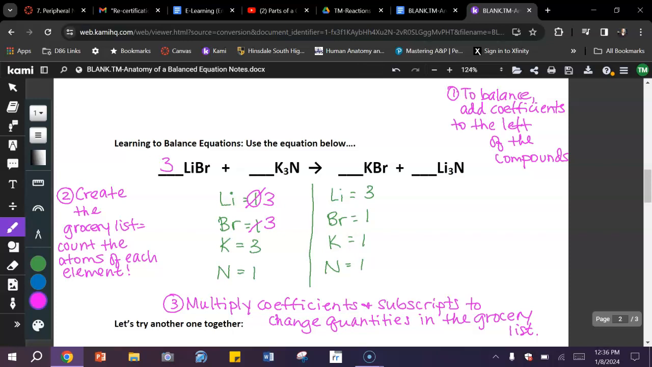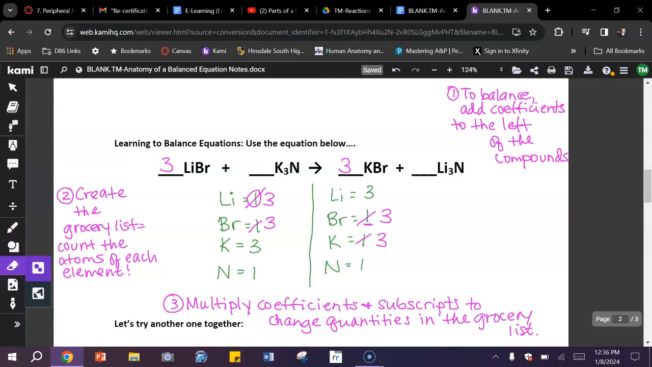Okay, so now I see that my bromine has 3 on my reactant side, and if I hop over to my product side, I see that it's only got 1. In order to change bromine from 1 to 3, what number times 1 gives us 3? The number 3. So I'm going to put a 3 here, and I do this all again. 3 times the little invisible 1 next to my potassium is going to change potassium to 3. And it's also going to change my bromine to 3.